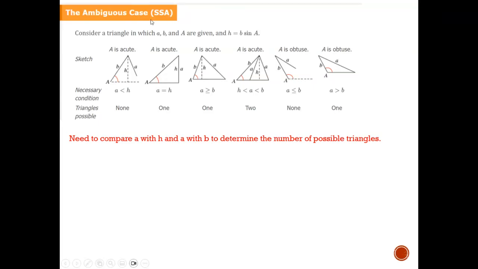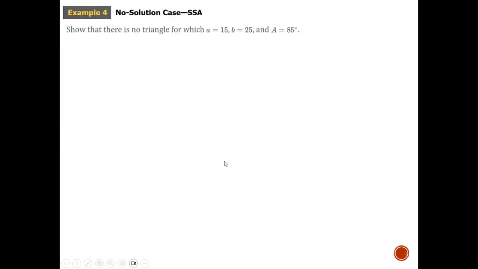So again, this case, I like to say that ASS, the other way around, that's the one where we got to go, uh-oh, we have options. We got to look at what we're going to do here, okay? So again, don't forget that the way we find that H value is B times the sine of the A, the angle. Okay, so let's do an example of this right here.